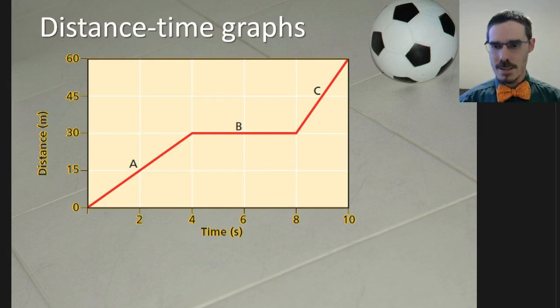What I mean by that is, let me get a better pointer. This is the distance, this is the time. A distance time graph has distance against time. So this describes the motion of an object. It's going from distance 0 away. Over the first 4 seconds, it moves to 30 metres away.